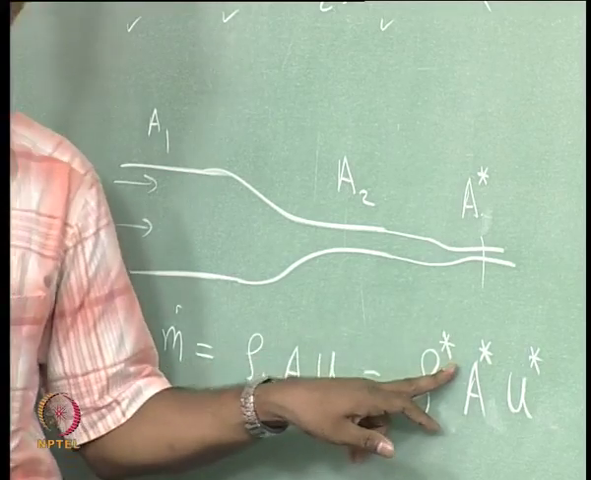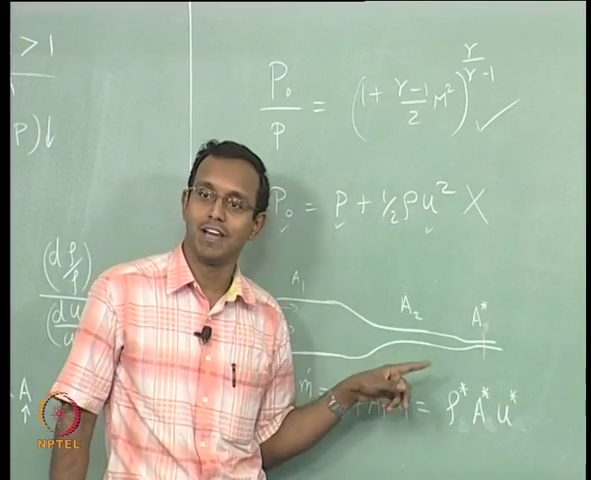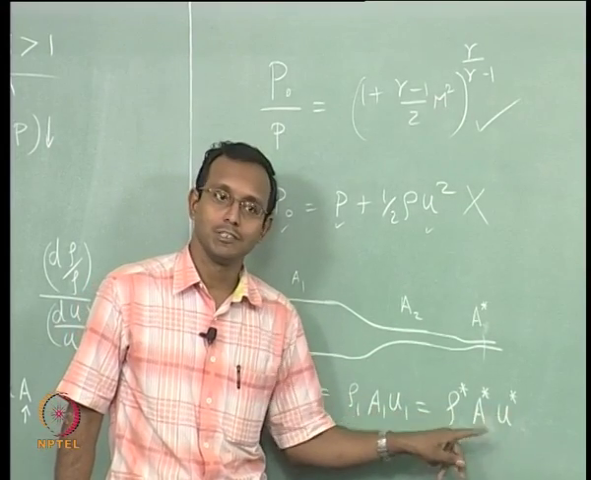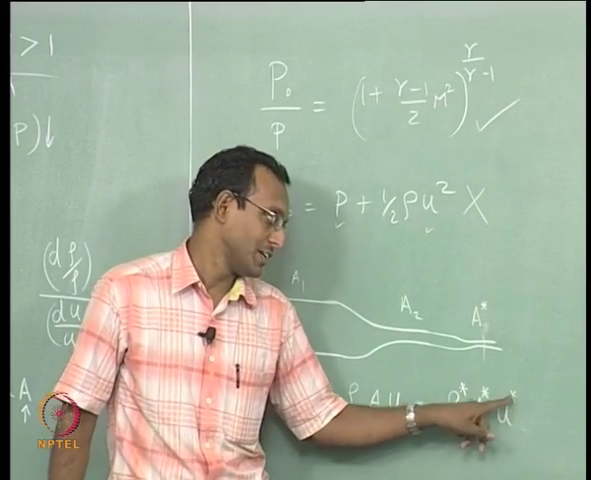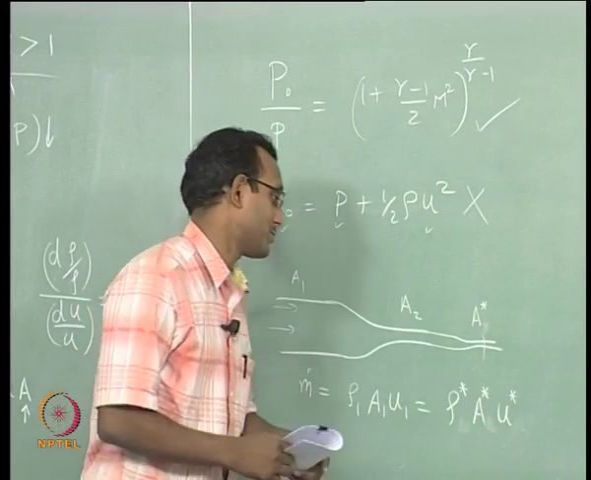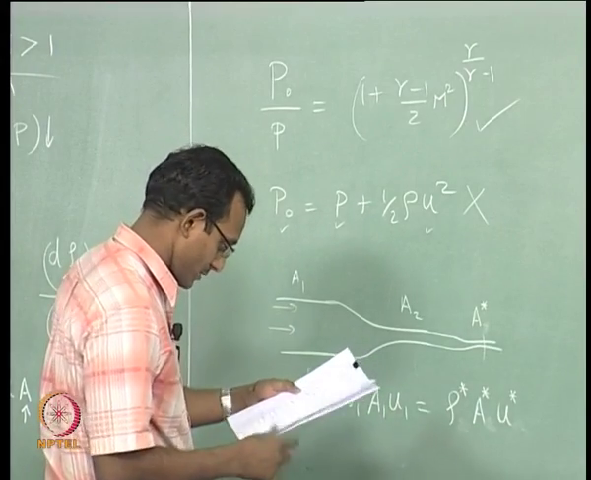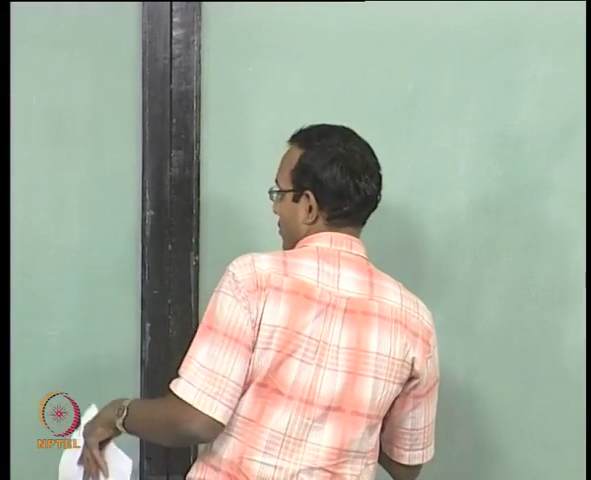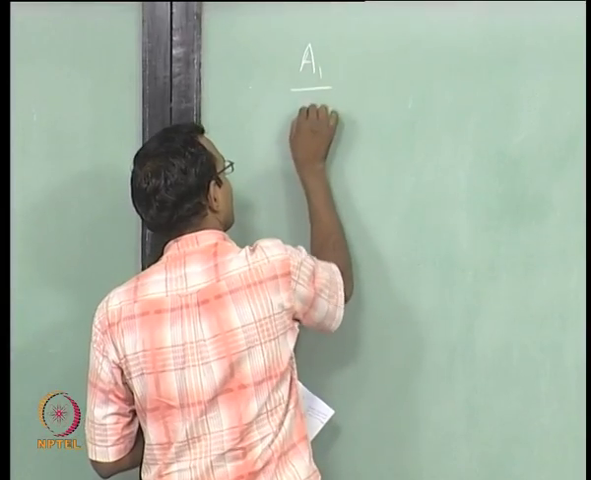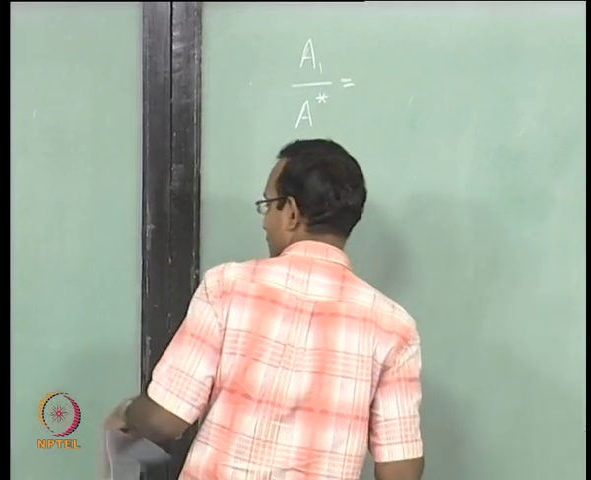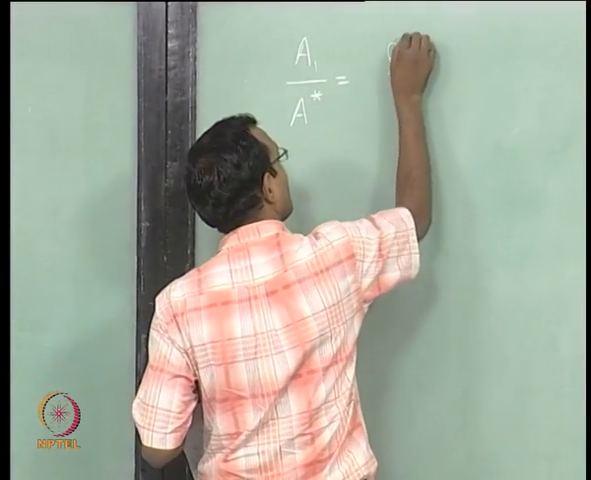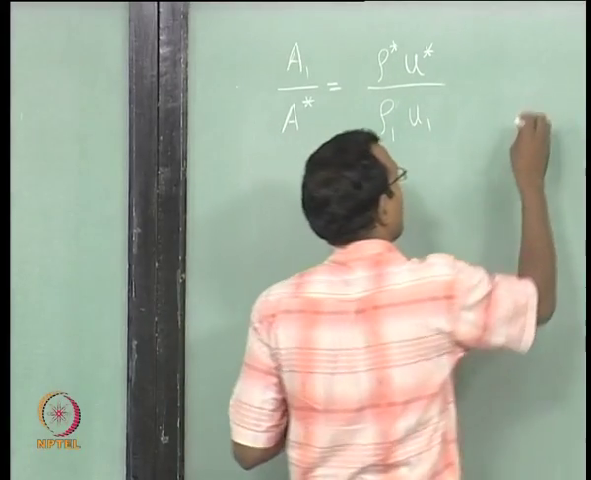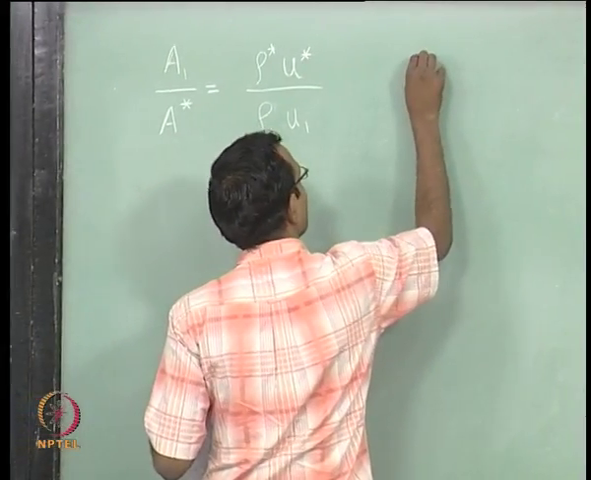Rho star is the density at that condition if M equal to 1 happens. Area is that particular area, u star is the speed of sound really, the velocity at M equal to 1, which will just come out to be the speed of sound. So, we just have to substitute things inside there. I want to find an expression for A1 by A star. A1 by A star will be rho star u star by rho 1 u1.